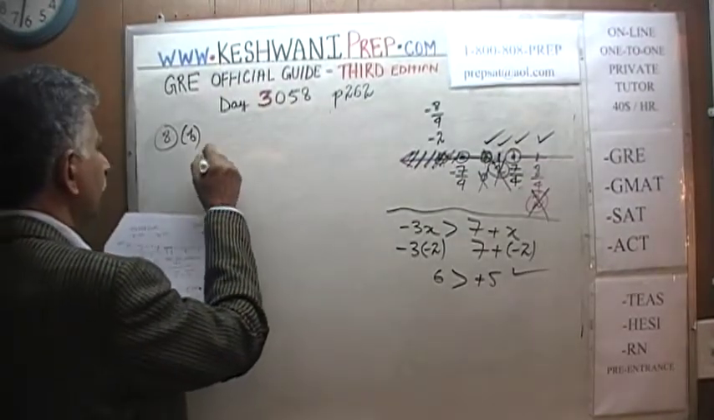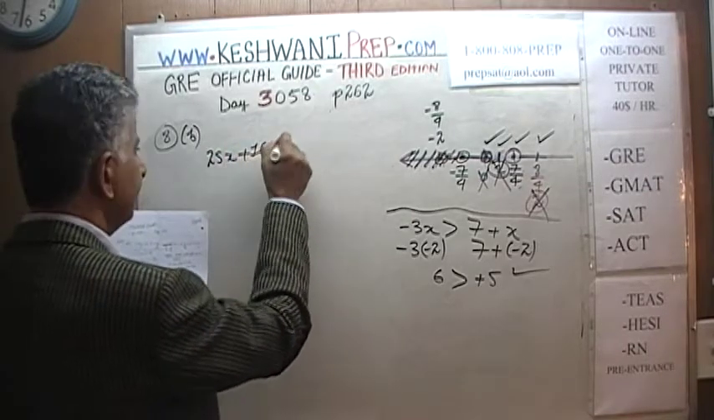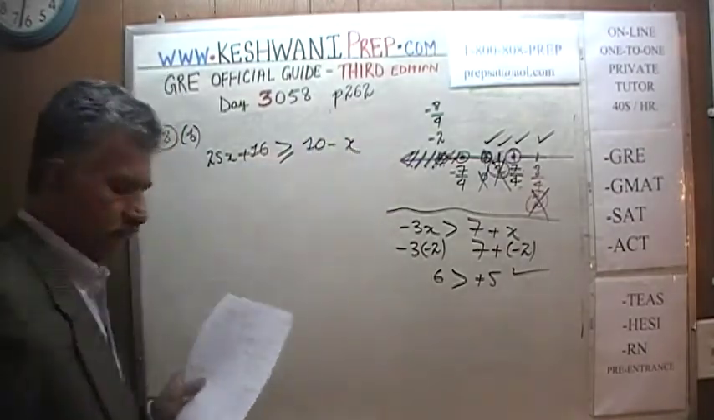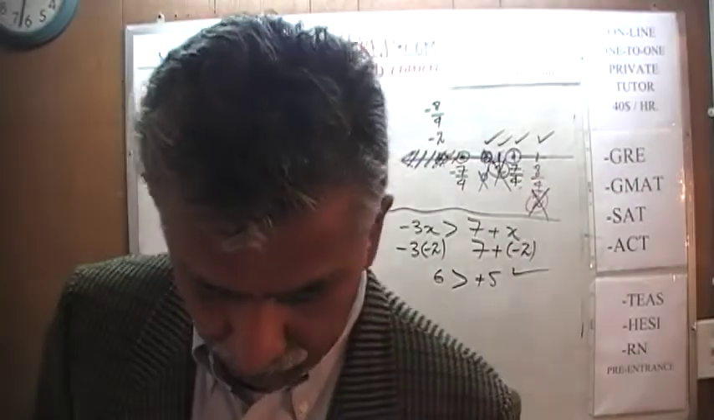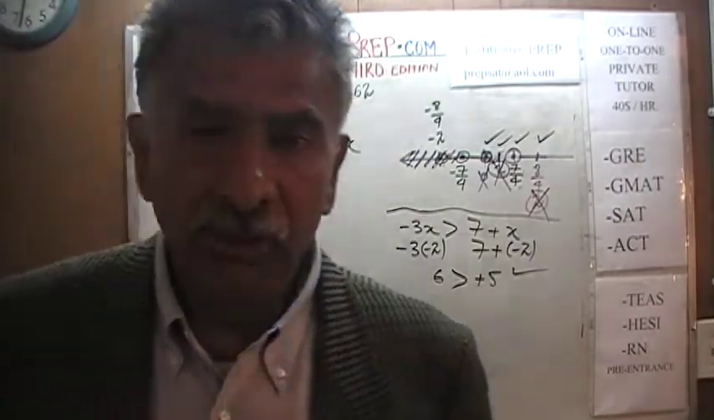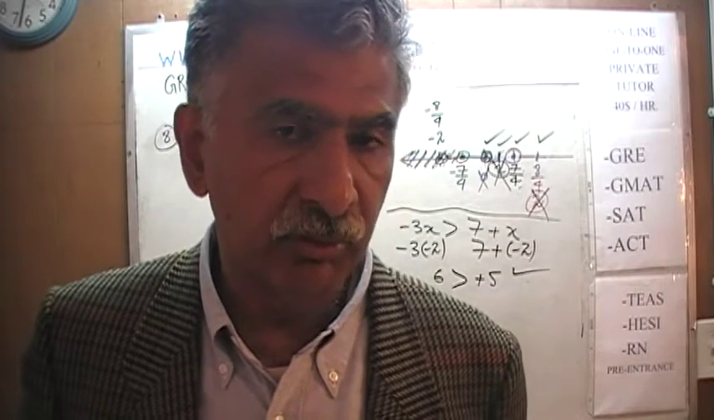25x, we are told. And of course, I understand that time is a matter of concern. In the real exam, the clock is ticking, so it's the call that you have to make. It's the judgment call you have to make, whether or not you want to invest that extra time to buy the insurance, because that's what it is. It's insurance that you're buying to make sure that your work is correct.